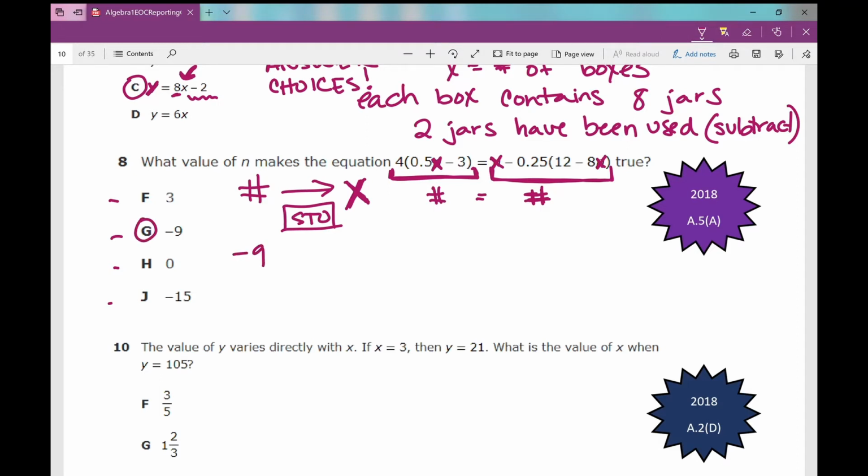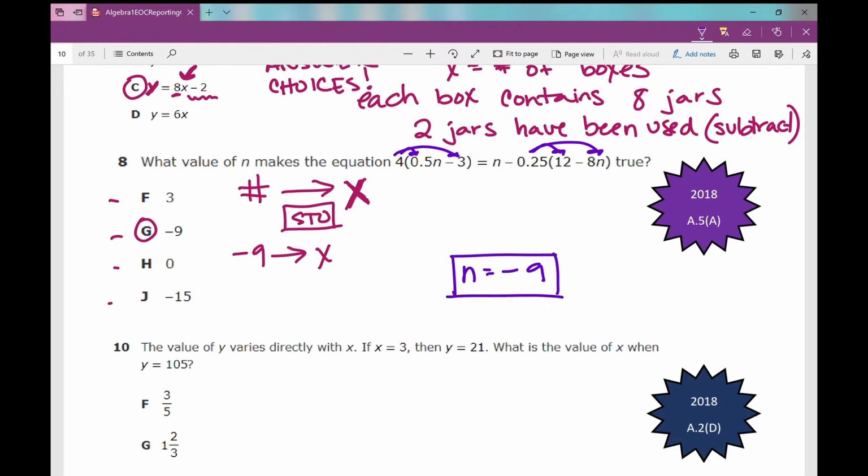When I store in -9 for x, that will give me the same number on each side. And if we want to solve this algebraically, what would we do? I'm not going to go through the entire problem of solving it algebraically, but I would distribute, combine like terms, move my variables to one side, and then solve. And I would get n equals -9. Okay, moving right along.